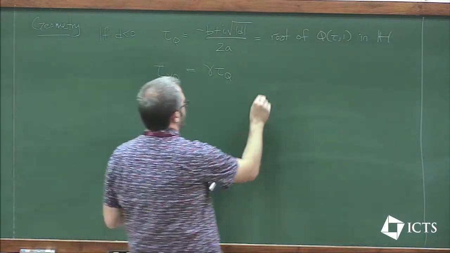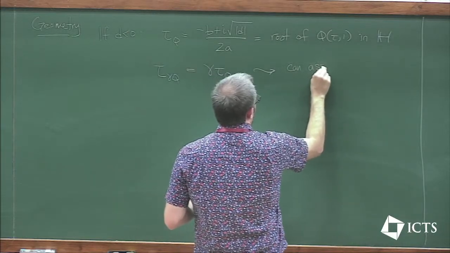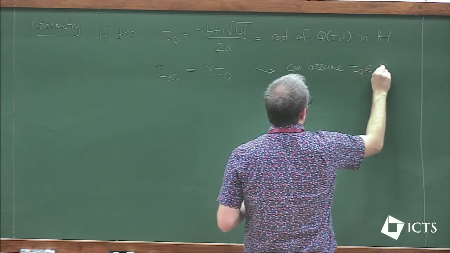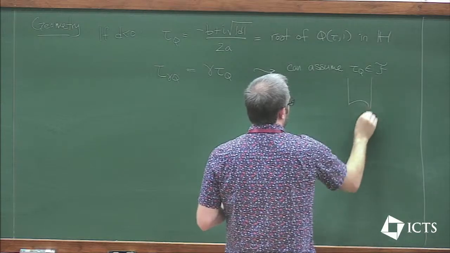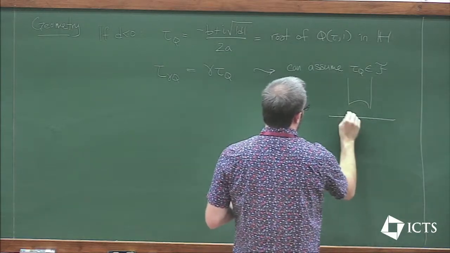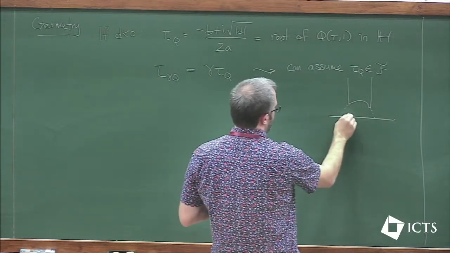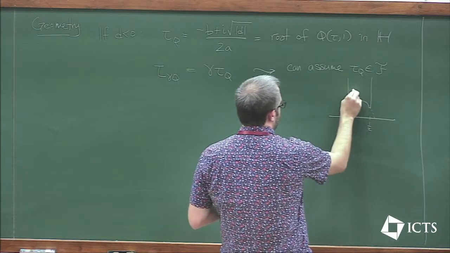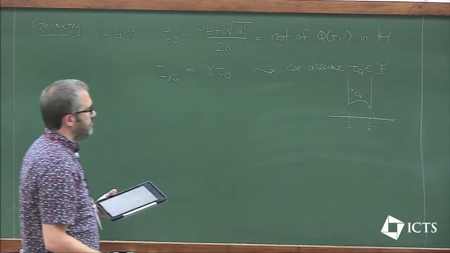And so because of this, if you like, we can assume that tau q is actually in a fundamental domain for SL2Z that we've seen before. So this is the unit circle, and then here this is minus 1/2 and 1/2. So this gives us a point in the fundamental domain.